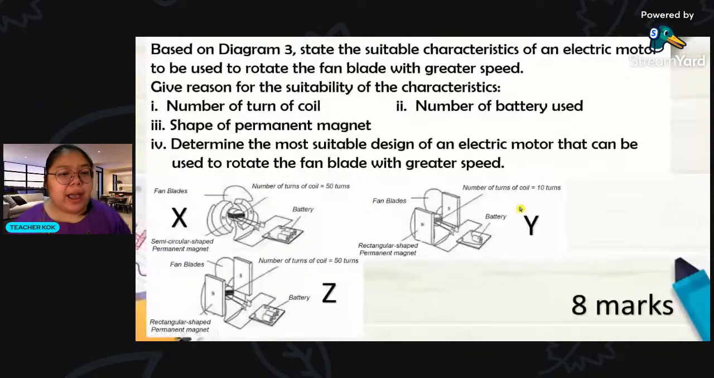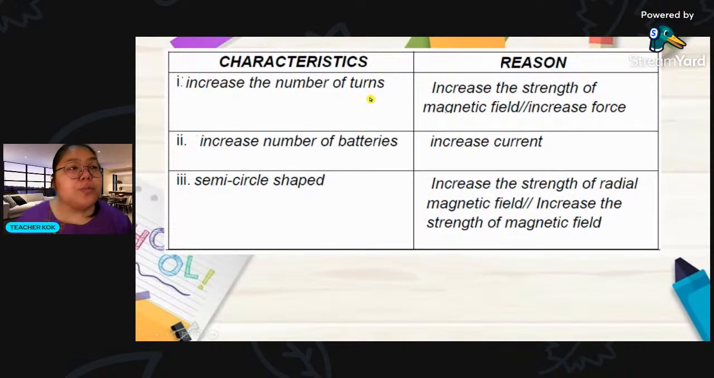Now we compare X and Z. What's the difference? Only the shape is different. So I want the semicircular shape. So finally, I choose X. Okay, don't choose first, write first. Write the characteristic in a table form. I need to increase the number of turns, or you say I use more number of turns. Don't mention how many. Then why?